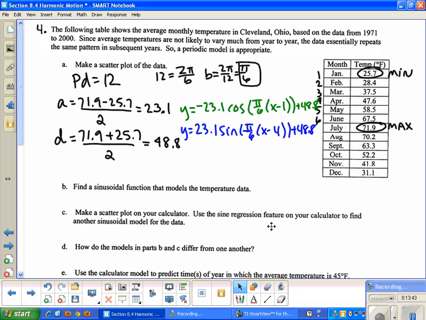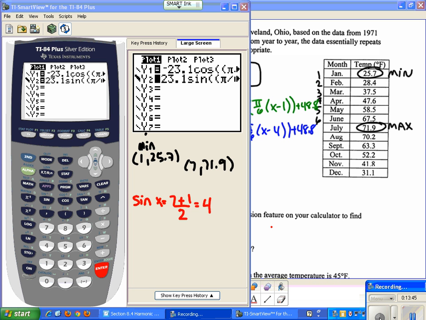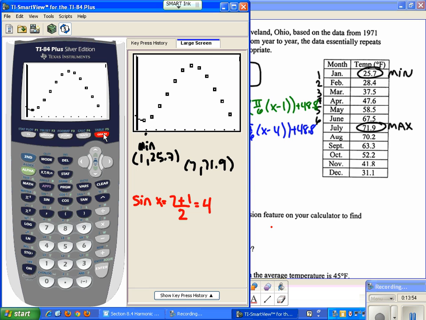I'm going to plug these both into my y equals just to show you what they look like. So what I did is I plugged both the equations that I found into the y equals on my graphing calculator just to show you how well they fit our graph. So if I hit graph, there's my cosine equation that I found. And notice that it looks like it fits pretty well, except for right around here.